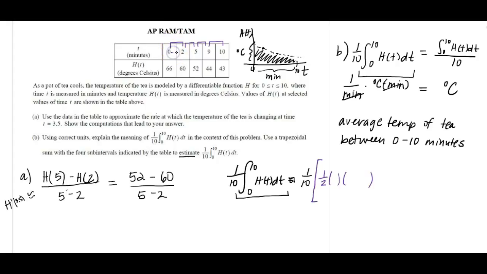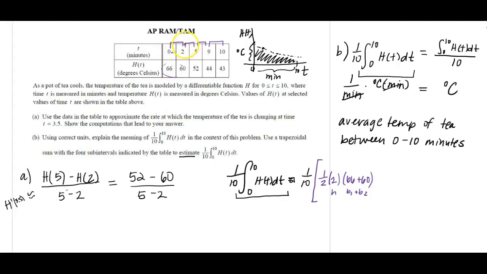So my delta x1, the difference between 0 and 2 is 2. And then base 1 plus base 2 is going to be 66 plus 60. So this is like h, b1 plus b2. So that's the formula for the area of a trapezoid. So that's my first trapezoid. I've handled this portion here.